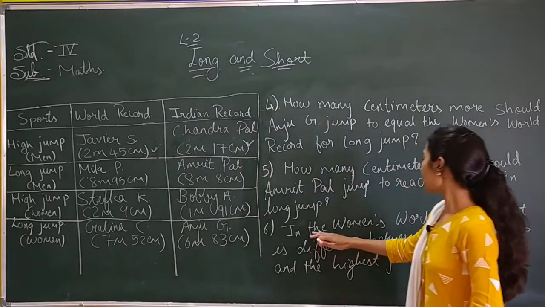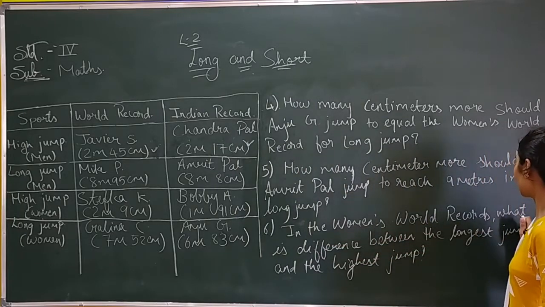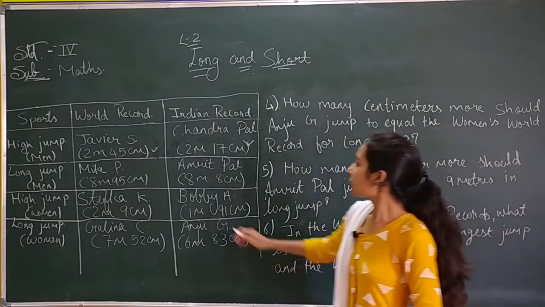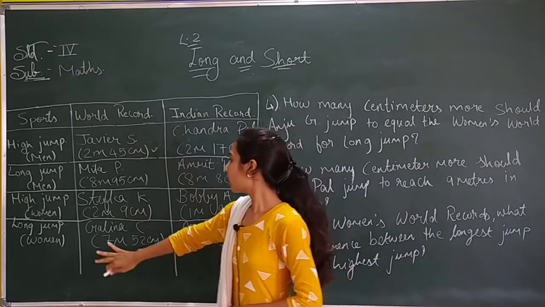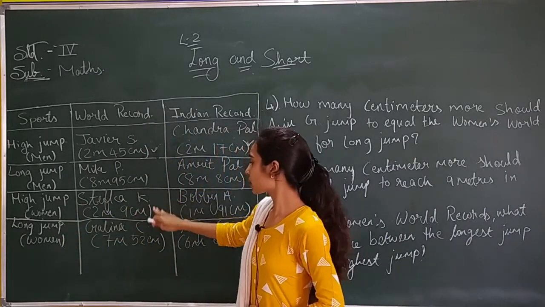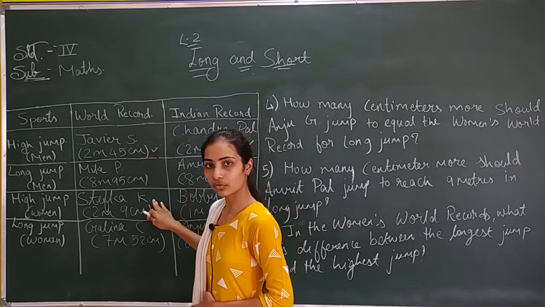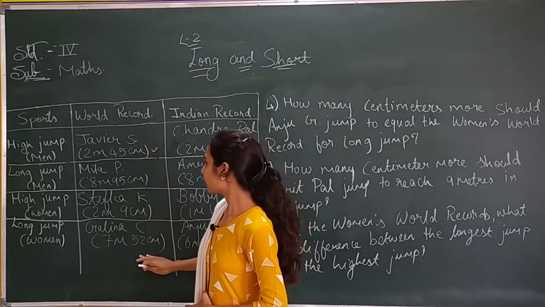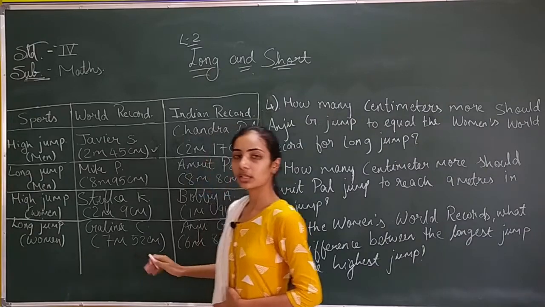Here you have to write in the women's world record, what is the difference? You see, world record, and here is woman, long jump and high jump. So you have to do subtraction of this world record of high jump of women and world record of long jump of women. Okay.